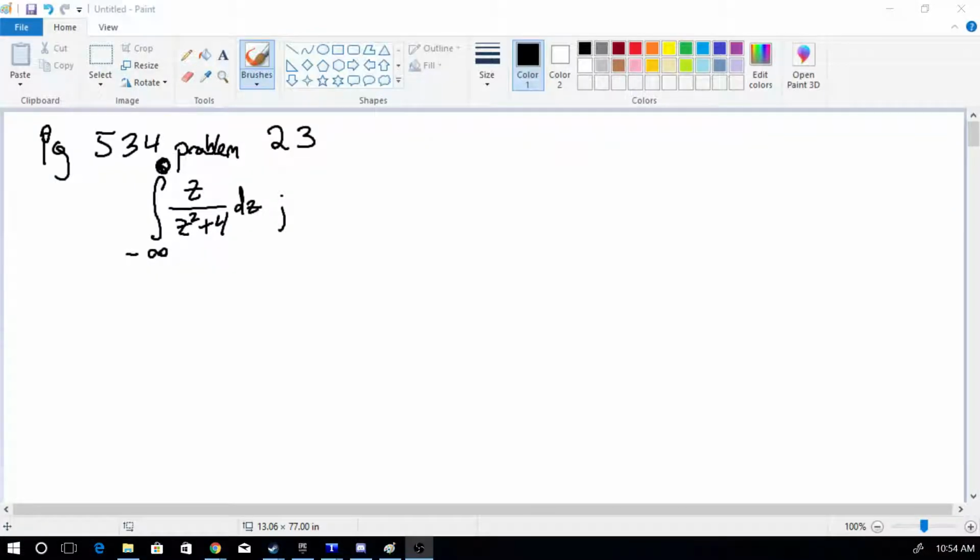Alright, hello again. We're going to squeeze another problem in. We're doing problem number 23 on page 534. This is chapter 7.8. I'm trying to do a lot of these problems because it'll test our other skills as well as also show some improper integrals.